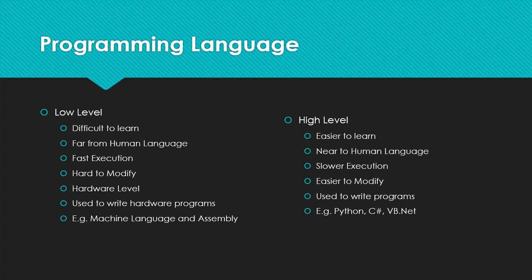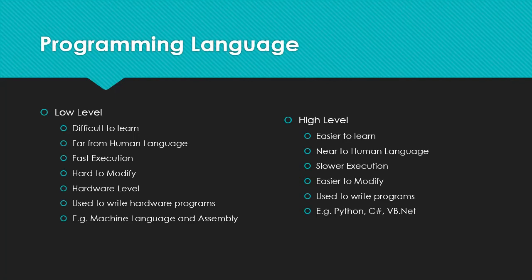So the low level programming language, typically, is a difficult language to learn and it is very far from human language. But despite the fact that it is very far from human language, it has a fast execution. But it is hard to modify. Once you write your instructions using low level language, expect that you will have difficulty in modifying them, because these instructions are all dependent on your hardware, because they are used to write hardware programs. Examples of this are machine language and assembly.